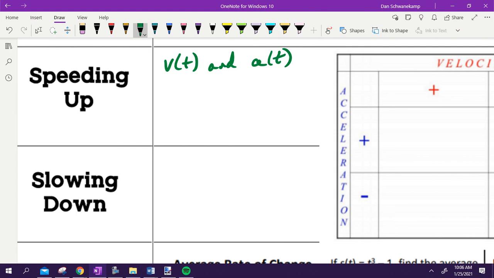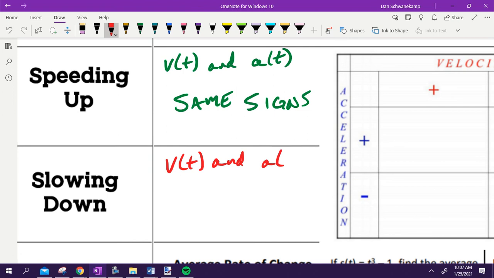If you don't say V of t and A of t on a speeding up, slowing down question, you're not getting the points. What needs to be true about V of t and A of t for you to be speeding up? Luke? Same signs. V of t and A of t need to have the same signs. That's how you could tell something's speeding up. And so obviously if it's slowing down, V of t and A of t have different signs.